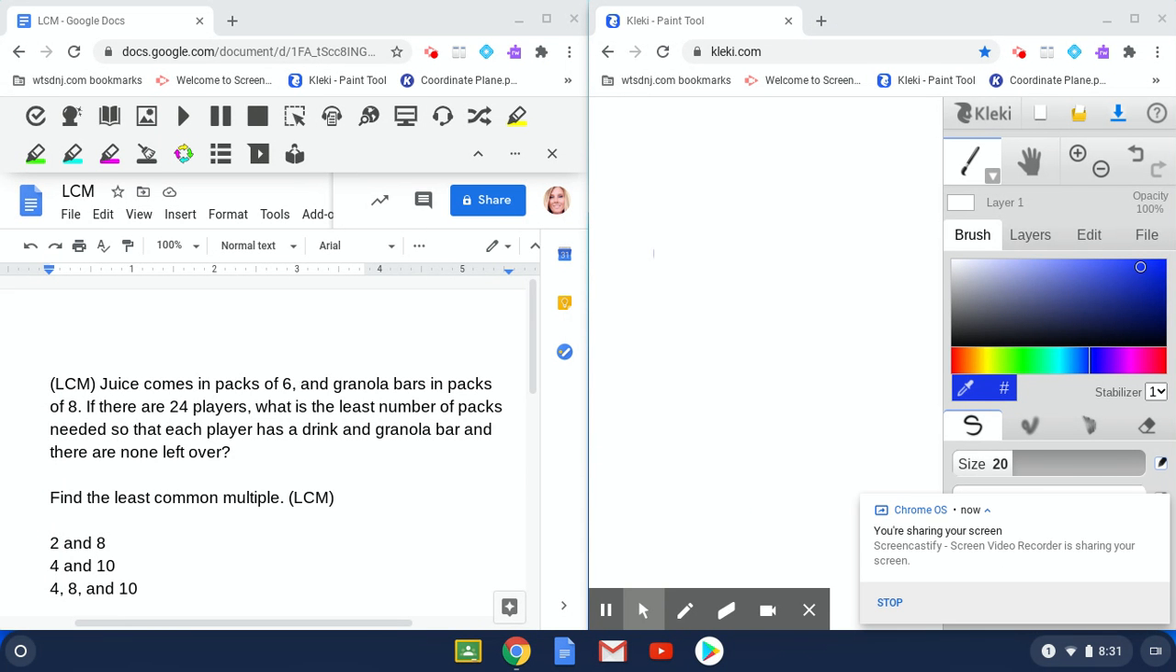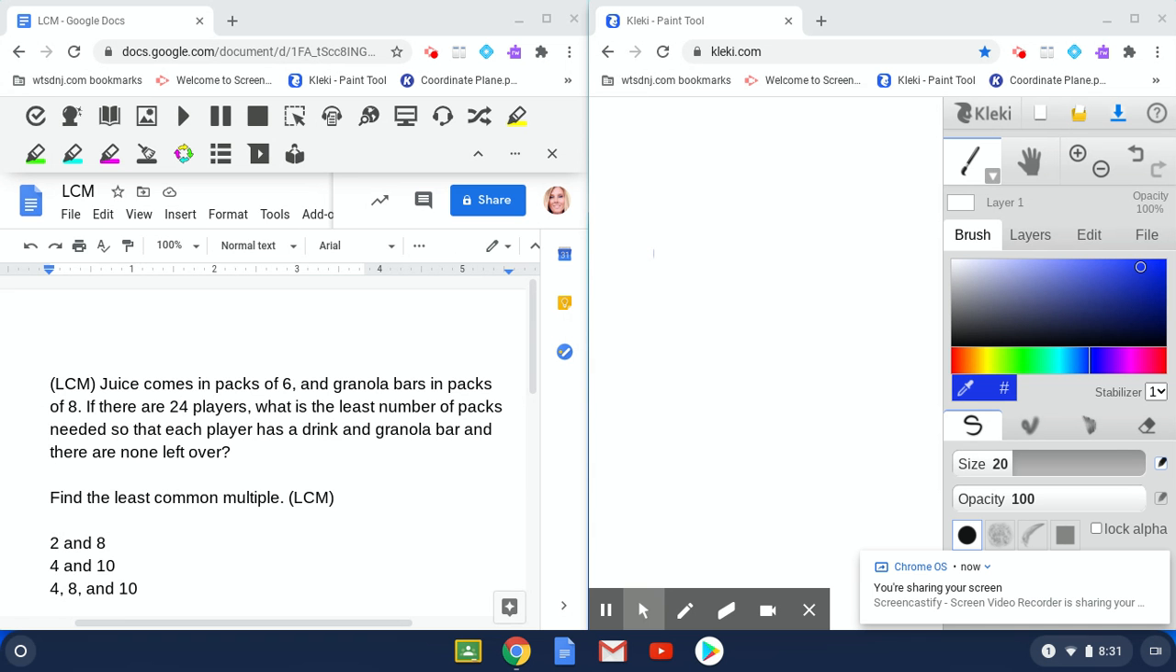Quick review on finding the LCM and the GCF with word problems. So we have this problem here. Juice comes in packs of 6 and granola bars come in packs of 8. There are 24 players. What is the least number of packs needed so that each player has a drink and granola bar and there are none left over?